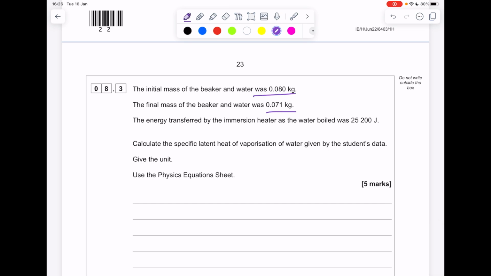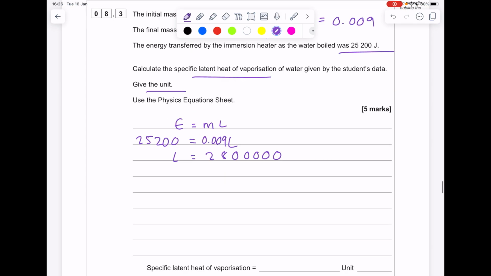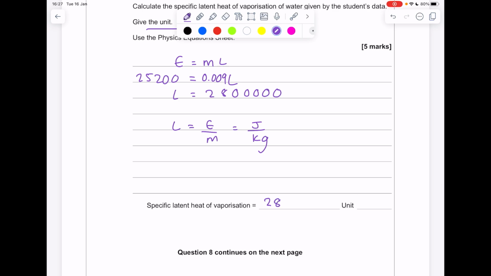The energy transferred was 25,200. Calculate the specific latent heat of vaporization, give a unit. So here is our equation. We're being asked to find the specific latent heat of vaporization, which is L. The energy is 25,200. What about the mass? Well, it's the difference between these two numbers. So to find L, we do 25,200 divided by that answer. In terms of the unit, let's just rearrange this equation. Energy is given in joules, mass is in kg, so it looks like this, our final answer.